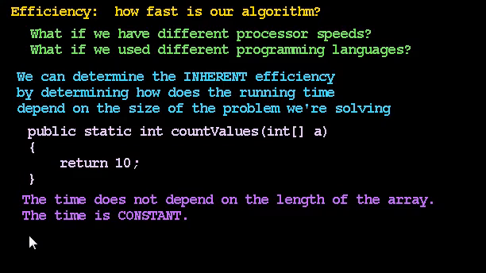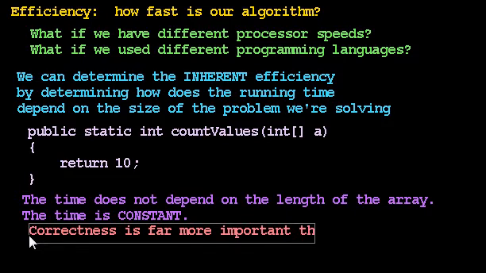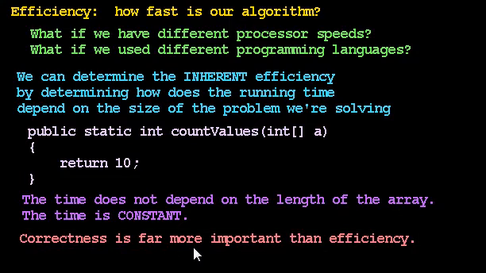When we talk about efficiency, we're assuming the algorithm is actually correct, right? So correctness is far, far more important than efficiency. So let's not get so obsessed with writing code that runs fast if it turns out that ultimately our code is incorrect. So we're going to focus on only determining the running time of correct algorithms.